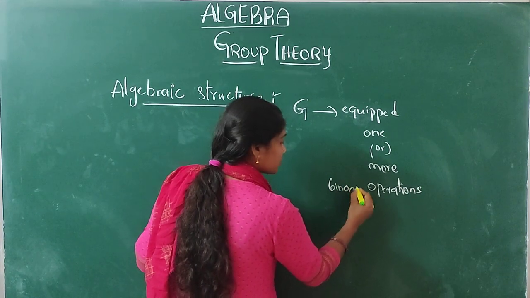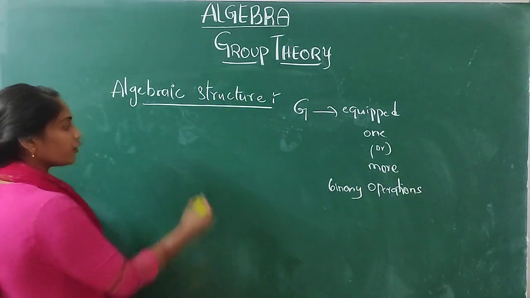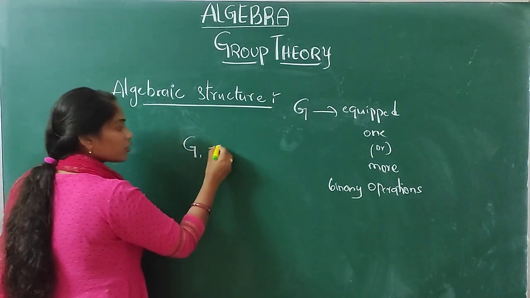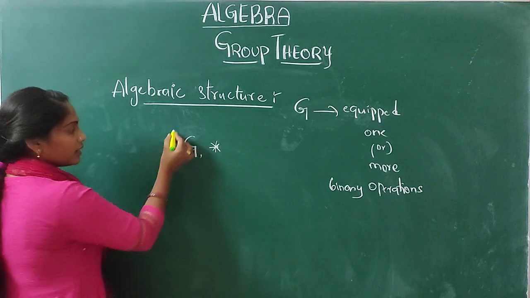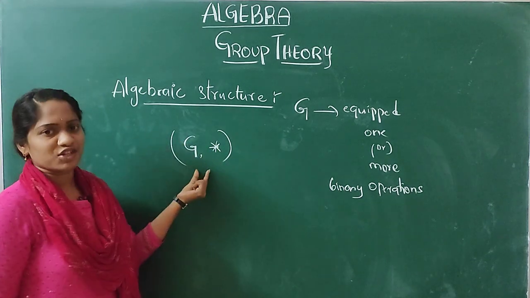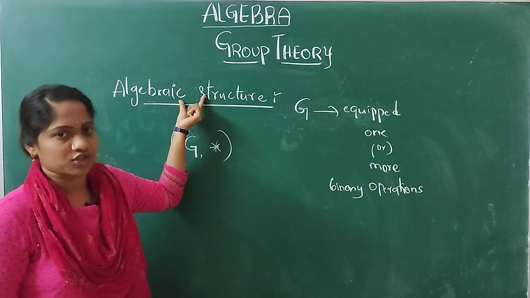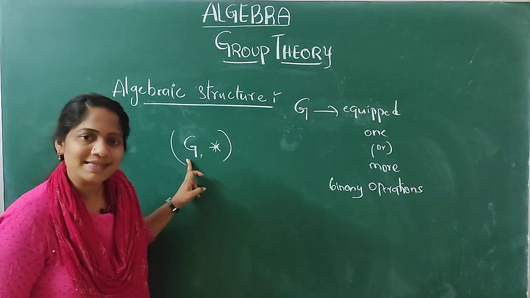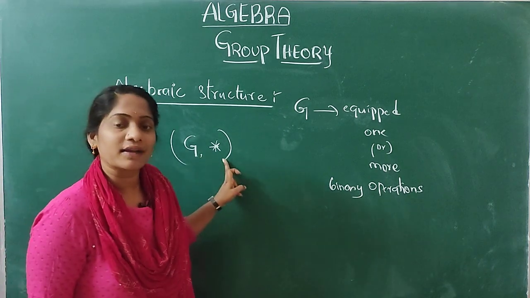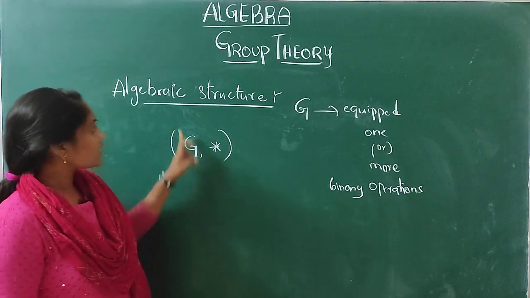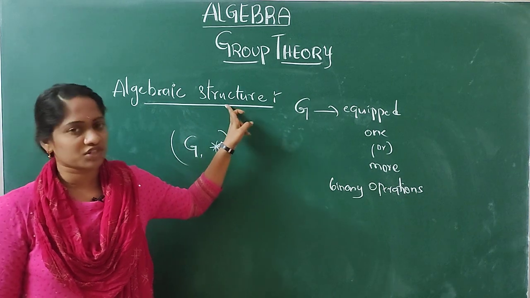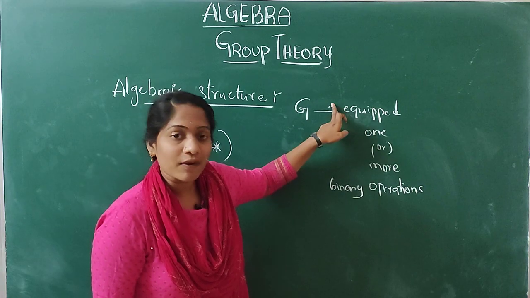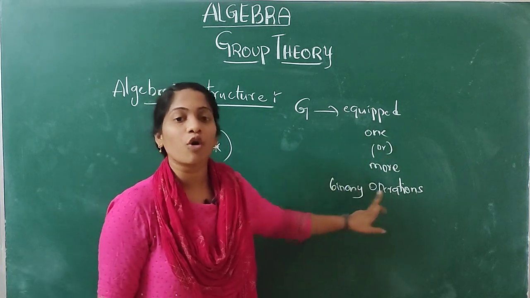For example, if you take G is a group, you have taken G as a non-empty set, and you are taking some operation star. This type of structure is known as an algebraic structure. You can read it as: a non-empty set G equipped with the binary operation star, and this structure is known as an algebraic structure. Once again I am repeating, a non-empty set G equipped with one or more binary operations.